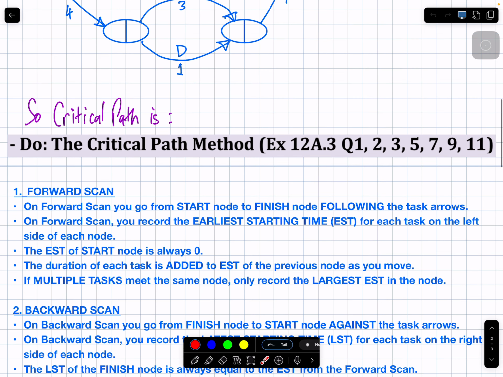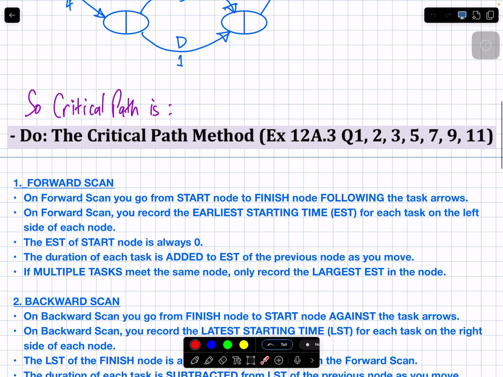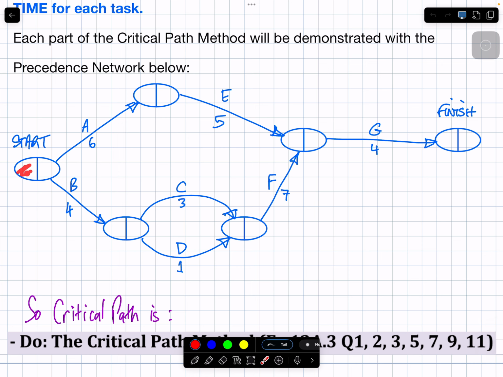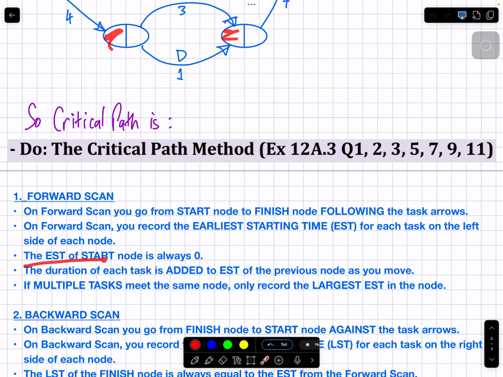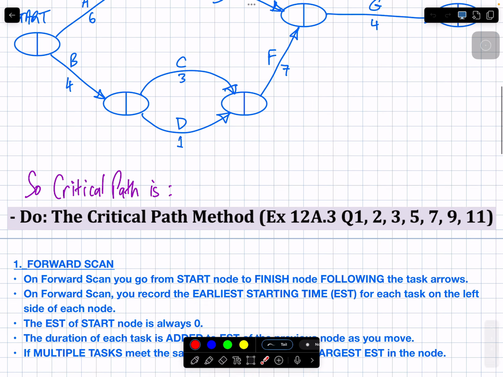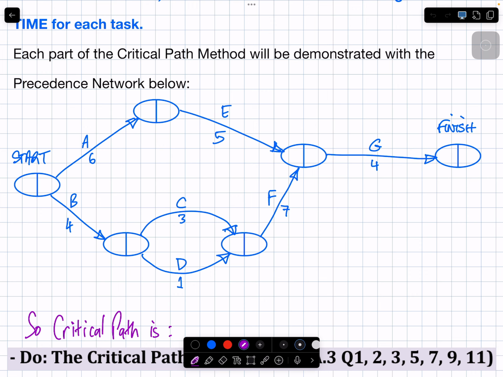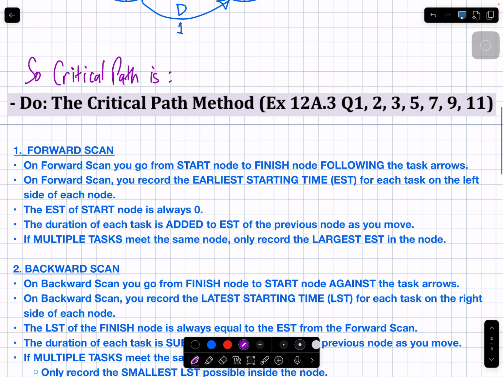What else do I do on the forward scan? On the forward scan, you record the earliest starting time, otherwise known as EST, for each task on the left-hand side of each node. So on the forward scan, you're filling in the left side of each node. The EST of the start node is always 0. So straight away, every time I see a question like this, I put a 0 in there. The duration of each task is added to EST of the previous node as you move.